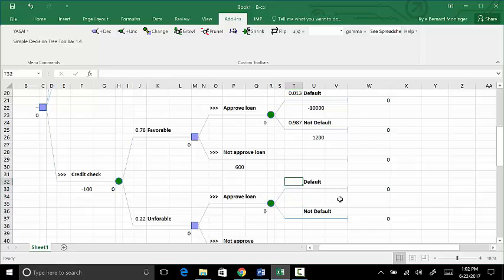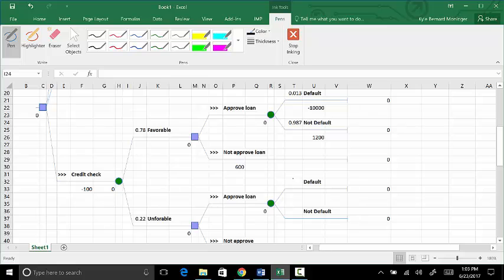I need to fill in these probabilities. And again, it's not as simple as we'd hoped. This probability here for default is not just probability of D. It's probability of D given an unfavorable recommendation. So I need to calculate that with the joint over the probability of unfavorable. From our tree, joint probability of D and F is 0.03. Probability of an unfavorable is the 0.22. For our final probability, 0.1364.